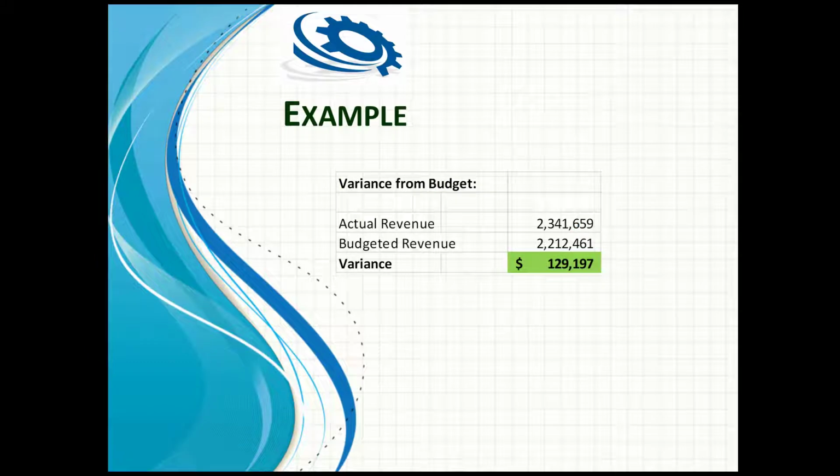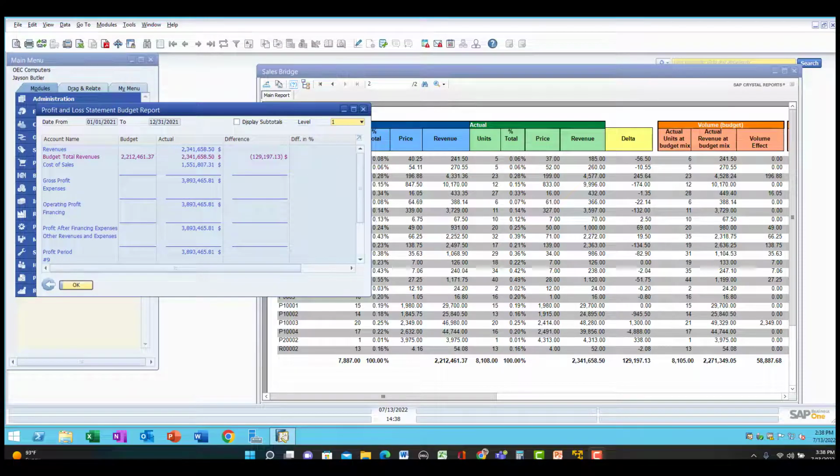The control amounts for our bridge reporting are taken from the profit and loss financial budget report. You get your total variance by subtracting the budget revenue from the actual revenue. Let's take a look at this SAP report and at the sales bridge report to see what we find in these numbers. The P&L budget report gives you a high-level view of the overall revenue variance from budget. These numbers are the totals that you'll find on the sales bridge as well.